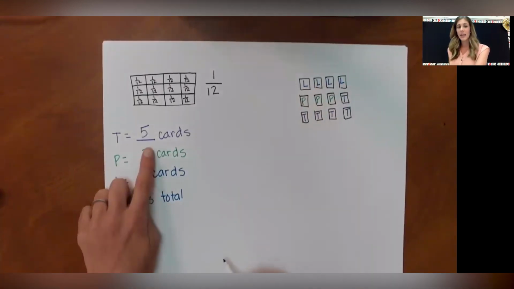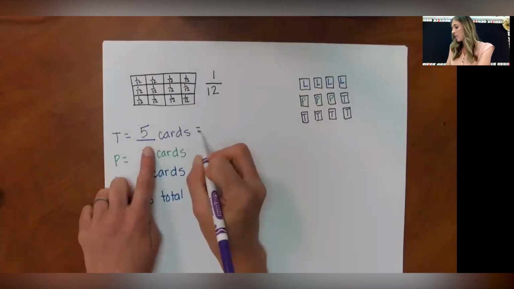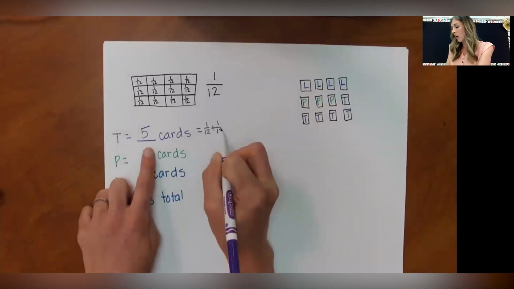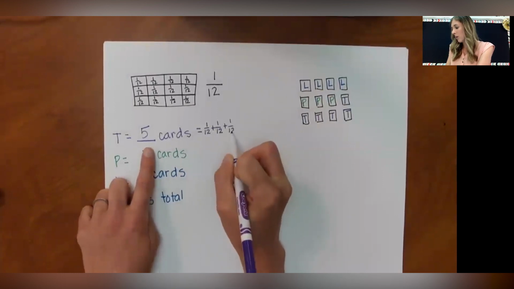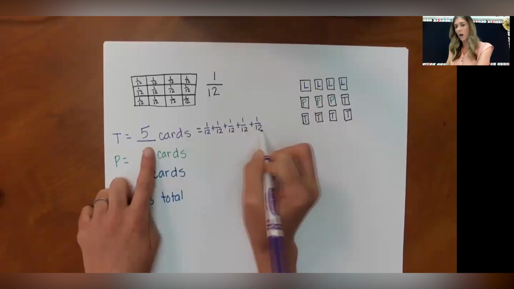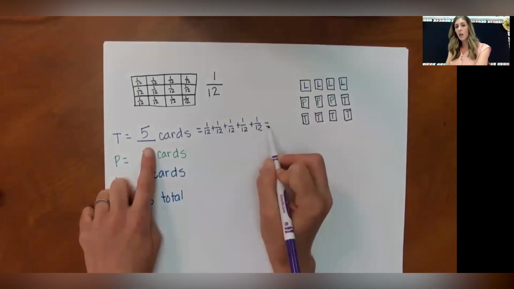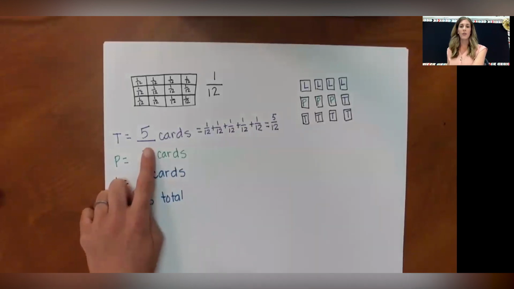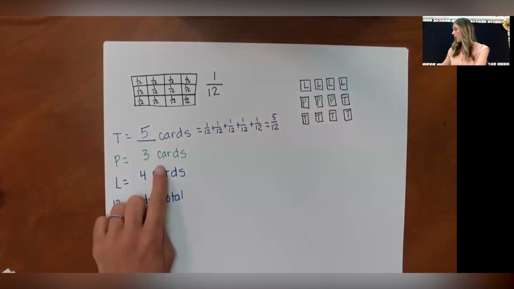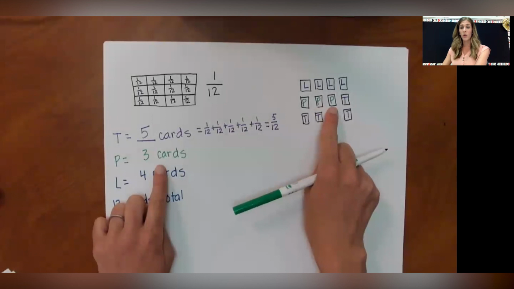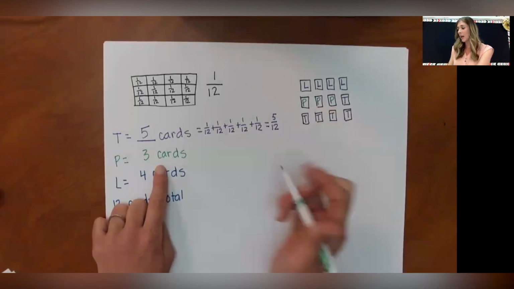So I could say that Todd got 1/12 plus 1/12 plus 1/12 plus 1/12 plus 1/12. So that altogether he got 5/12 of the deck. So that answers our question. Paco got 3 of the cards, 1/12, 1/12, 1/12 of the entire deck.